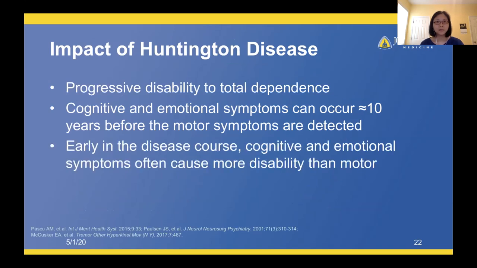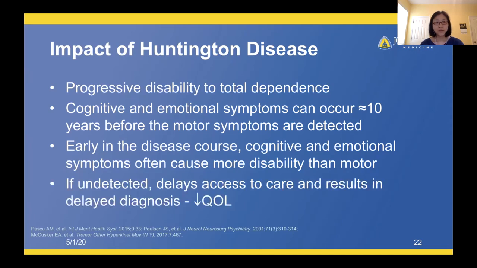And early in the disease course, those cognitive and emotional symptoms are often what cause more disability than motor symptoms. Because of that, if the diagnosis of HD goes undetected, that can lead to delays in access to care, which can result in delayed diagnosis and therefore decreased quality of life.